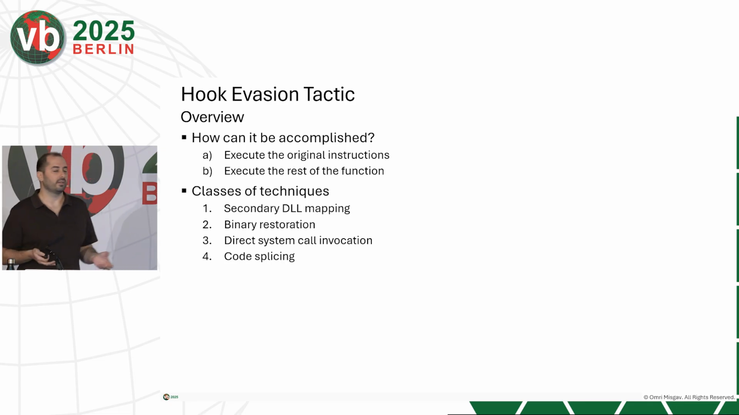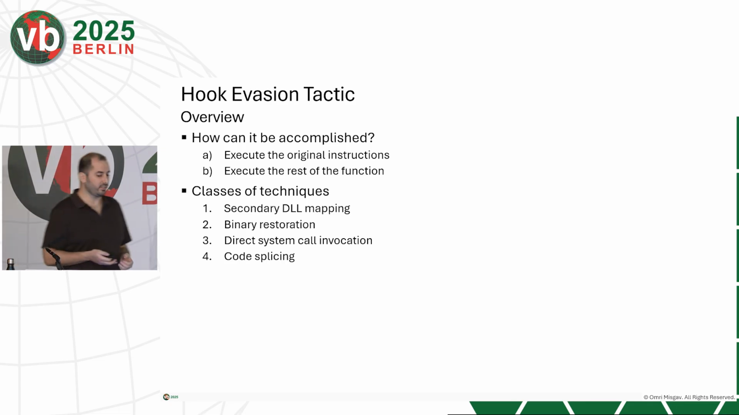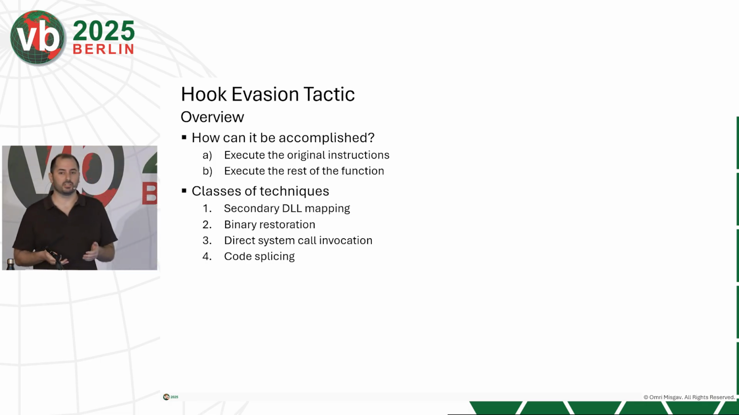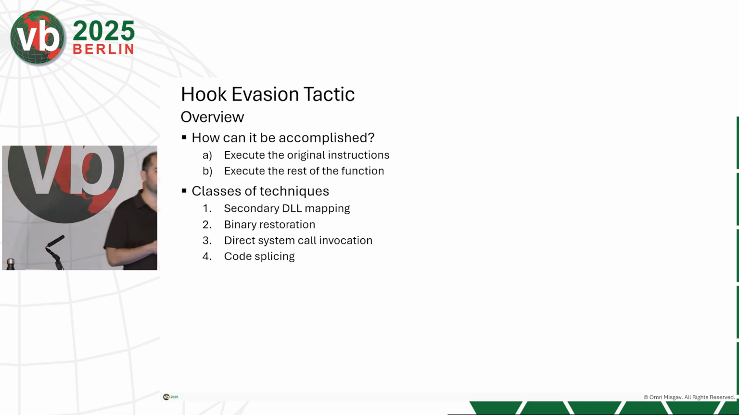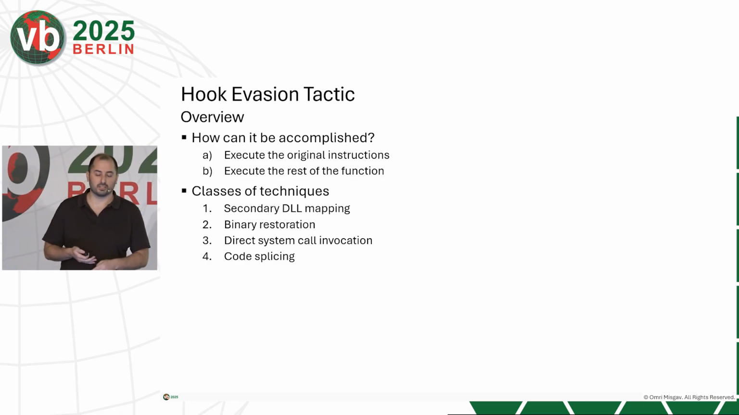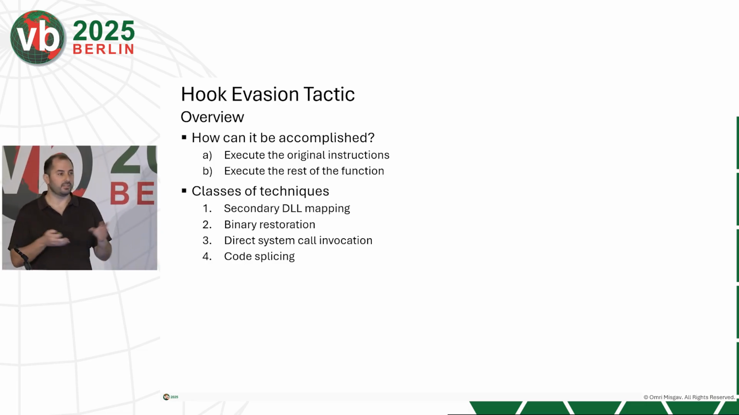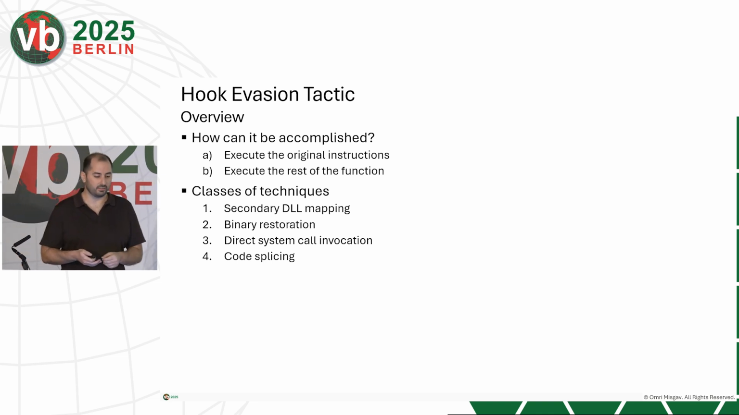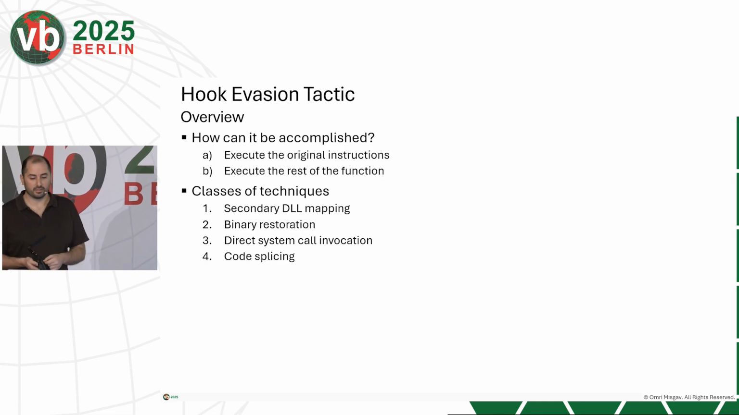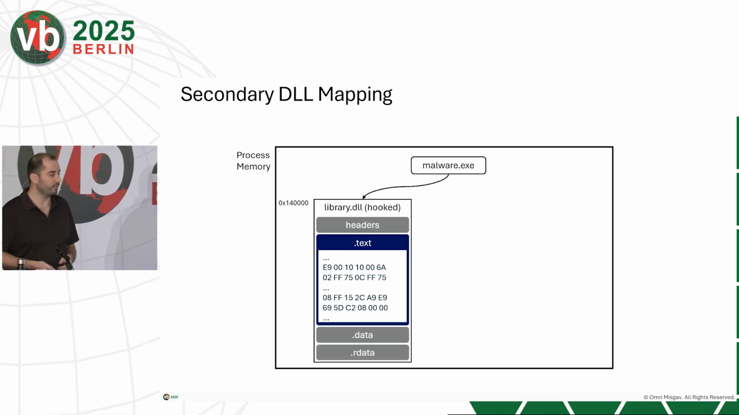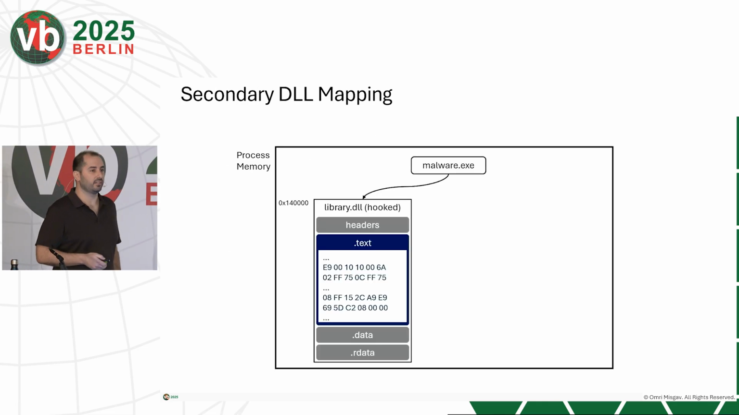So how can an adversary evade the hook? Basically, if the hook overwrites the original instructions, the attacker needs to find a way to execute them and then continue to the rest of the instructions. In this tactic, there are four groups of techniques, and we are going to drill down into each of them right now. The first class is called secondary DLL mapping.